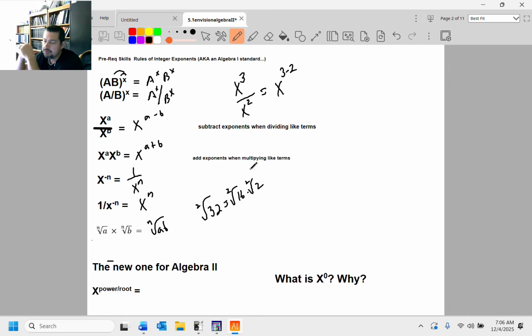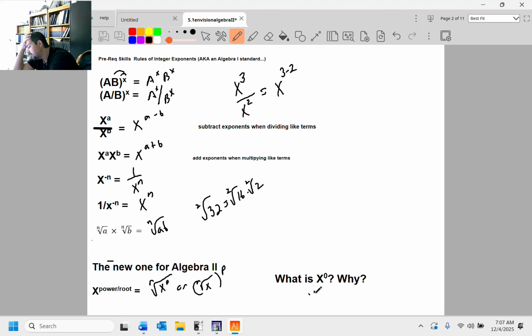All right, new one for Algebra 2 is x to the p over r, the power over root. X to the power over root is the rth root of x to some power, or it is the rth root of x all to some power. Roots go down low, powers up high. It's that simple.